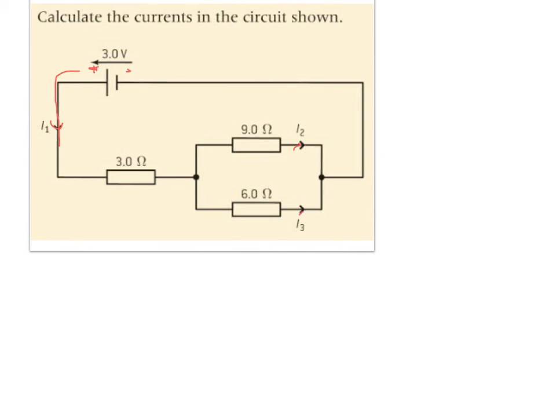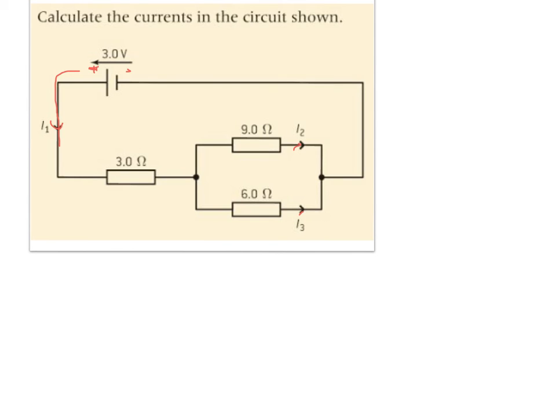If you don't know the direction, then just label it. Choose a direction. If you end up getting a negative later, that just means that you chose the wrong direction for your current, and you just change it and it goes the other direction. It's not a big deal, but generally speaking, you can figure it out.